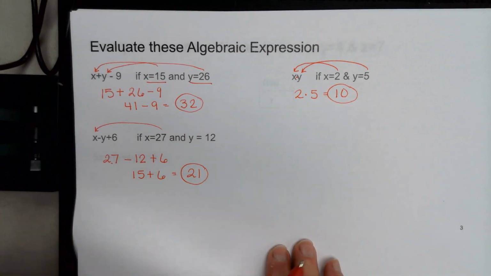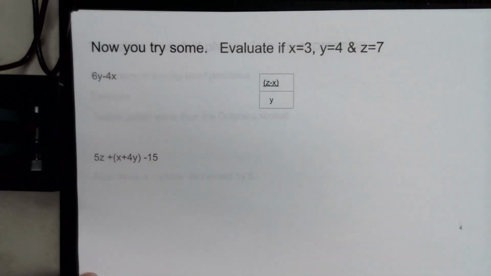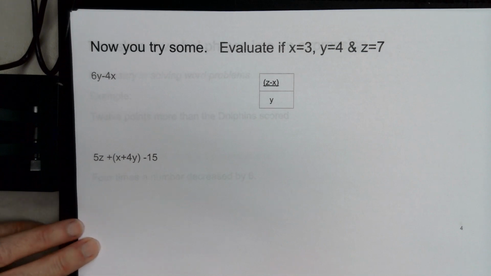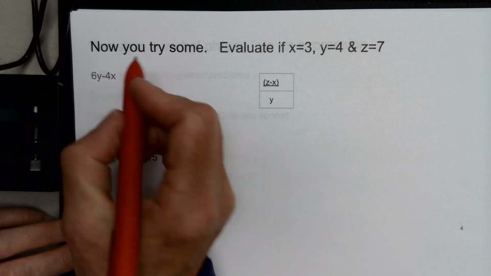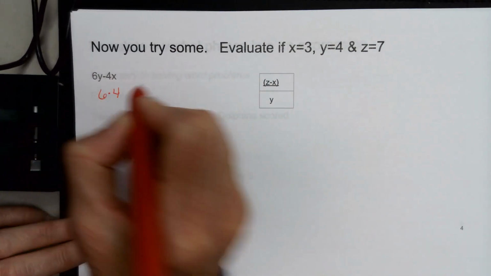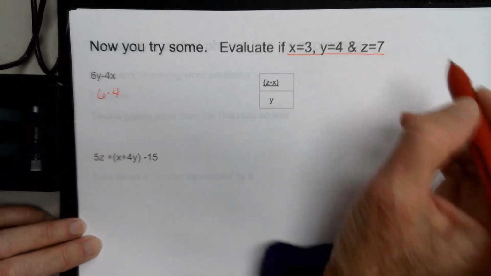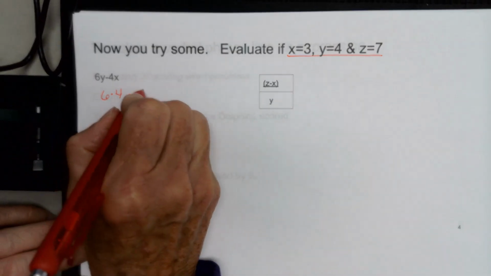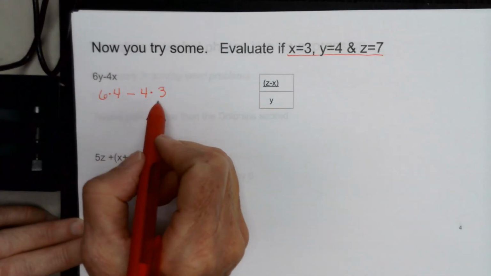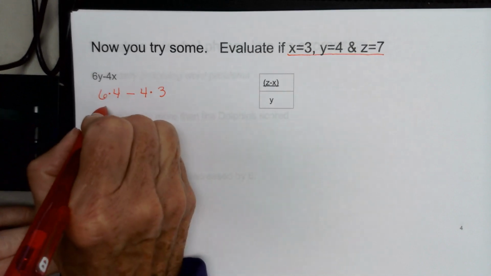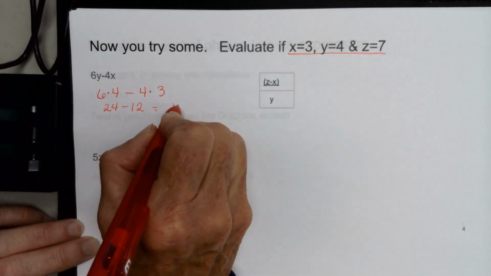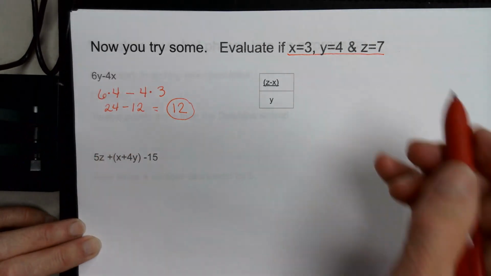All right, now I want you to pause the video and try to do these 3 and then come back to the video for your answer. I'm going to substitute the 4 for the y, so I have 6 times 4, because up here is where you're going to get what x, y, and z are equal to, minus 4 times 3. Now remember, you have to do multiplication before you can do subtraction. So 24 minus 12 gives you a value of 12 for that answer.